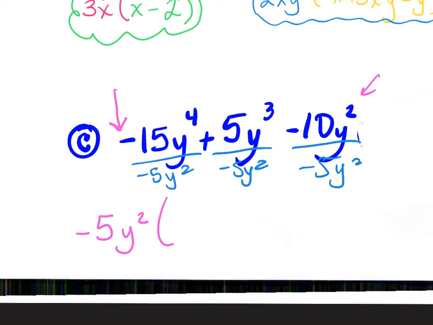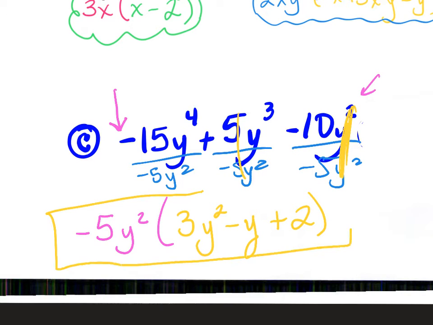Negative 15 divided by negative 5 is positive 3. And then y to the fourth divided by y squared is y squared. Positive 5 divided by negative 5 is going to give me negative 1. And then y cubed divided by y squared is just y. Negative 10 divided by negative 5 is plus 2. And what happens to my y squareds? They cancel out. And there is our factored polynomial. Notice that this is positive. We always want whatever's out in front to be positive. Questions?